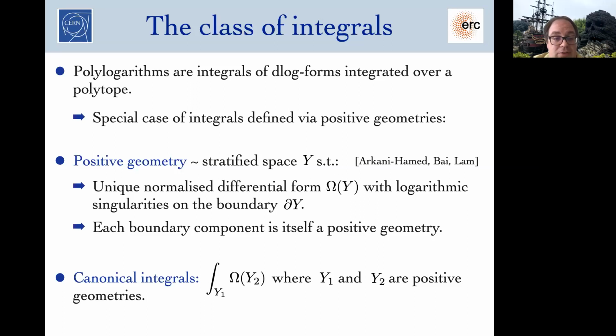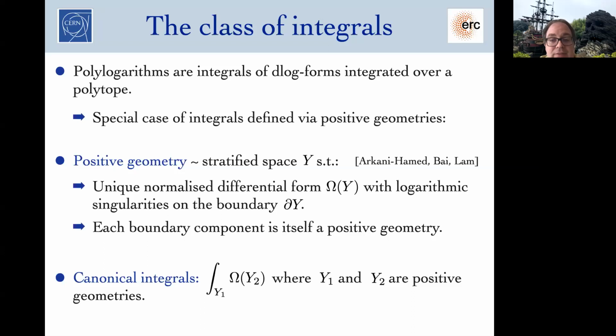You can think of a positive geometry as, roughly speaking, some kind of stratified space. So a space made out of, say, a volume, faces, edges for the faces, and so on. And this space comes equipped with a differential form, which has singularities precisely on the boundaries of the space. And then there's some kind of recursive structure in the sense that if I go to a boundary, like a face of my polytope, then that face is itself a positive geometry, and so on and so forth. And I think you can easily see that this is similar to what you have here, right? You have polytopes which are defined by hyperplanes, and you have d-log forms which have singularities along hyperplanes.